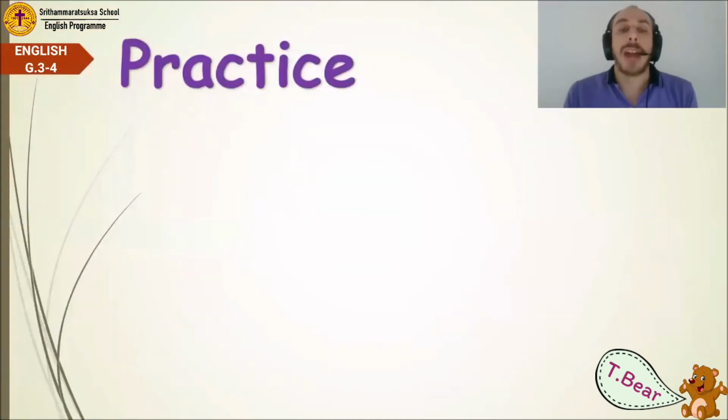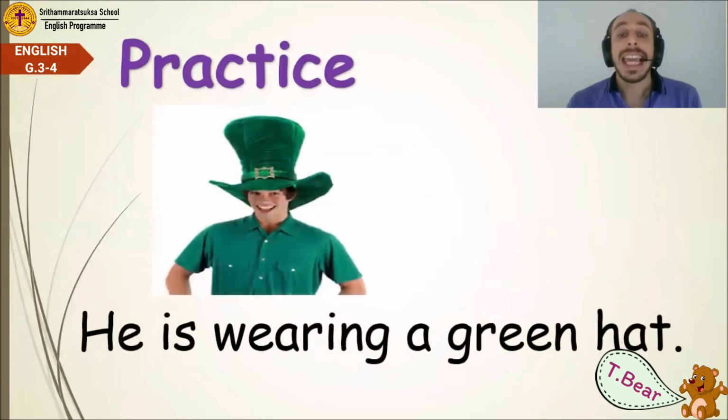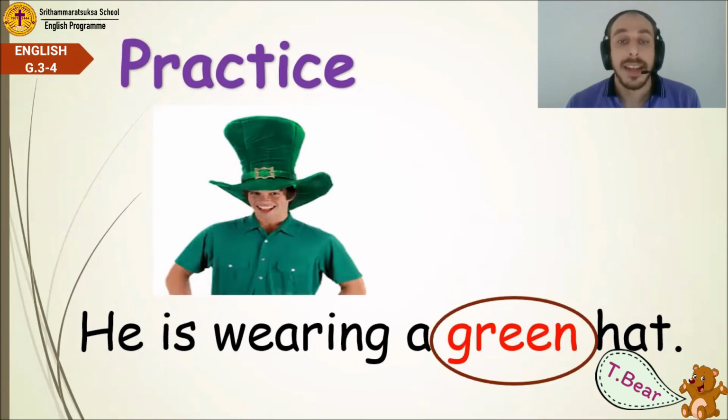let's look at some practice and see if we can pick out which word is the adjective, and then what noun that adjective describes. He is wearing a green hat. Which word is the adjective? If you said green, you are correct. Green describes the hat, the color of the hat.